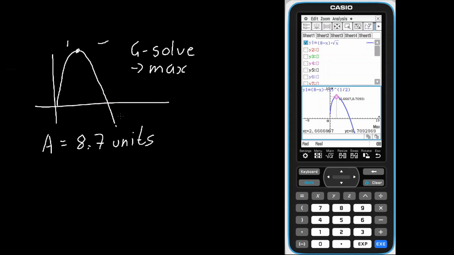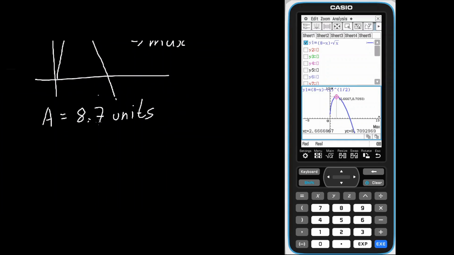Okay. And what we're trying to find is the coordinates of G. So our area is 8.7 units squared. That's not as important, but what we can do here is say that our value of x is equal to 2.66 recurring. That's the x coordinate of it, and then the y coordinate is equal to the square root of that.